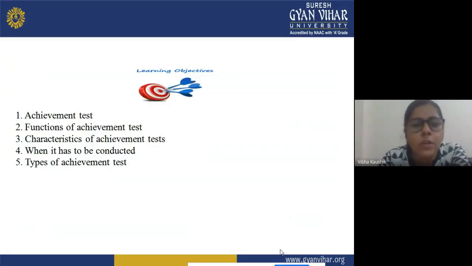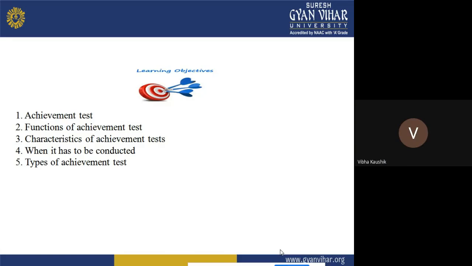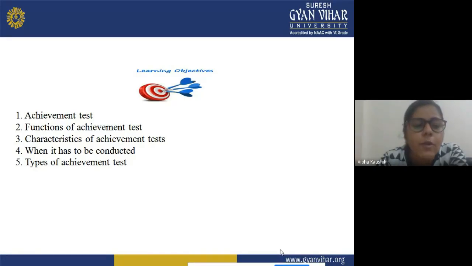Now, learning objectives. First, achievement test: you will be able to define the concept of achievement test, that this is a form of achievement test. Functions of achievement test: you will be able to define what the functions of achievement test are. Characteristics of achievement test, means particular characteristics of an achievement test. When it has to be conducted, means when achievement tests are conducted. Types of achievement test: what are the different types of achievement test?